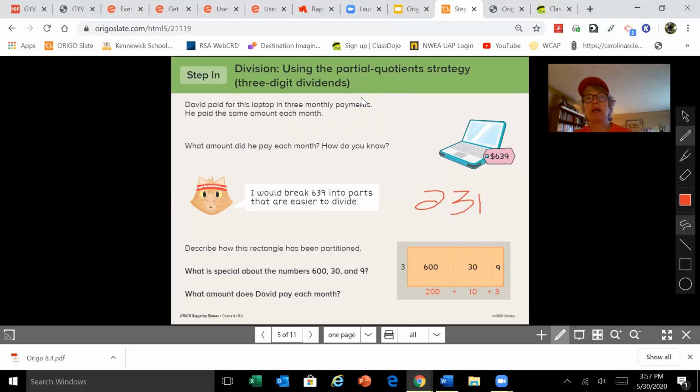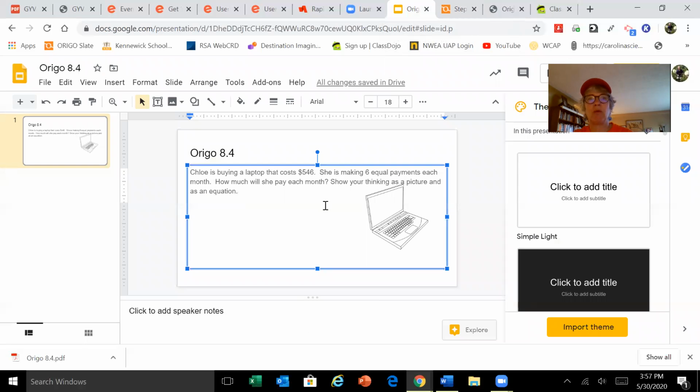Now I'm going to click out of here and go to, let's see if I have, hopefully I have this. There we go. Here is our problem. So Chloe, my lovely Chloe, she's also buying a laptop, but she's paying $546. And instead of paying it over 3 months, she's paying it in 6 equal payments. That means she's paying something each month for 6 months. So let me read this problem. I'm getting ahead of myself.